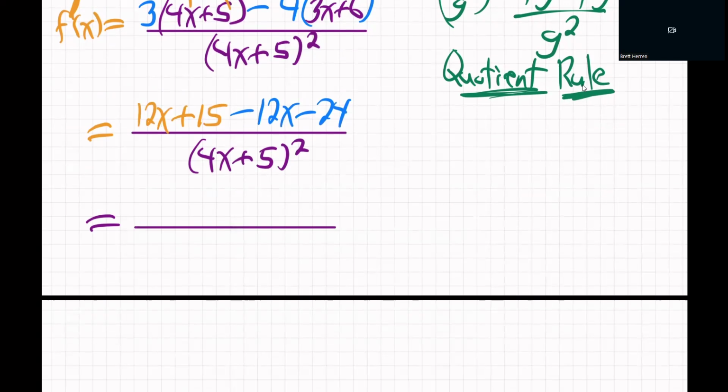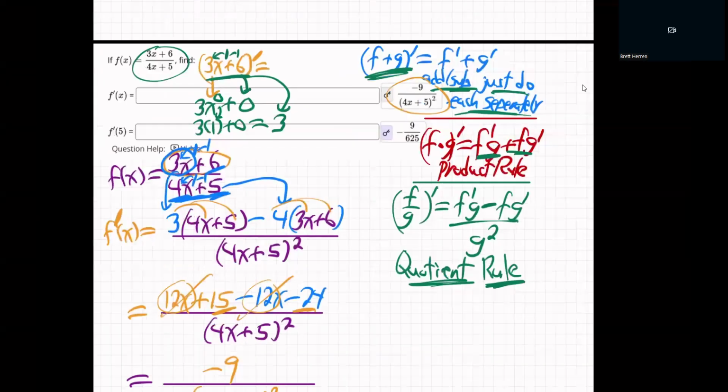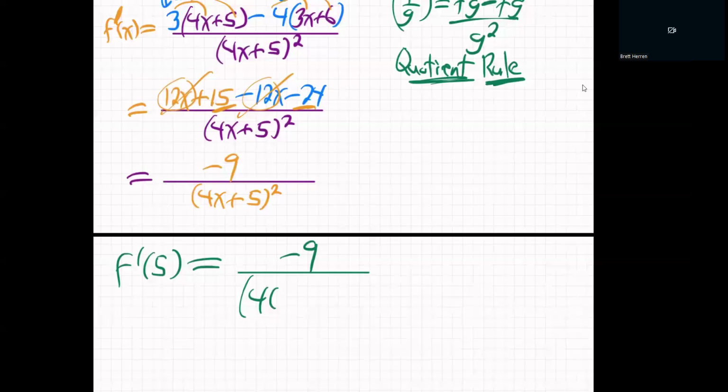What do we got? So now we'll say, okay, this is 12x minus 12x, those are gone. So 15 minus 24, what's that? Minus 9. So minus 9 over 4x plus 5 squared. I think that's the answer, right? Yeah, minus 9 over 4x plus 5 squared. There we go. And then they say, okay, now plug in 5. So f prime of 5 equals. So we're going to plug in the 5 right there in the x spot.